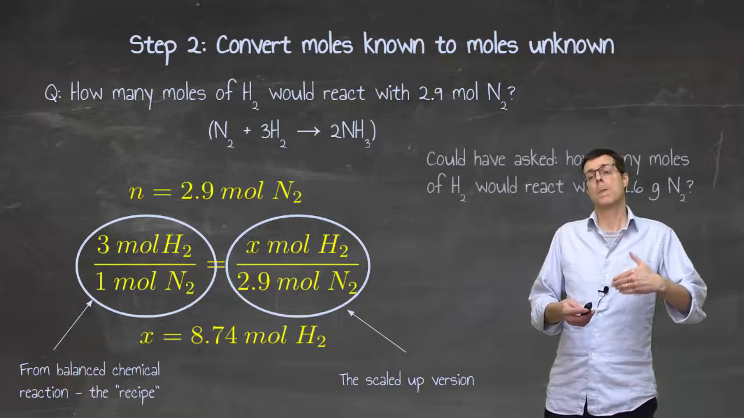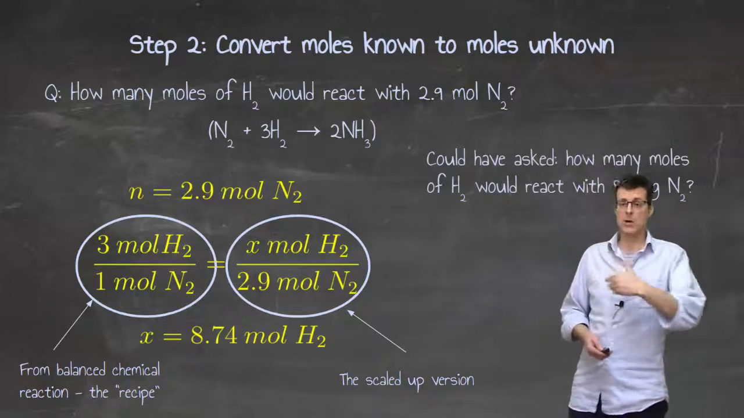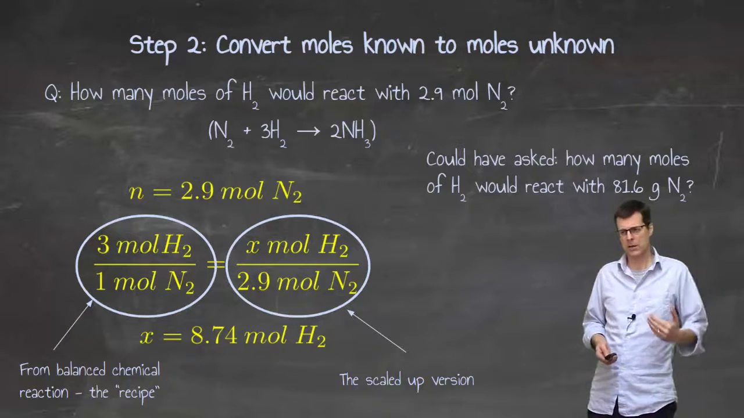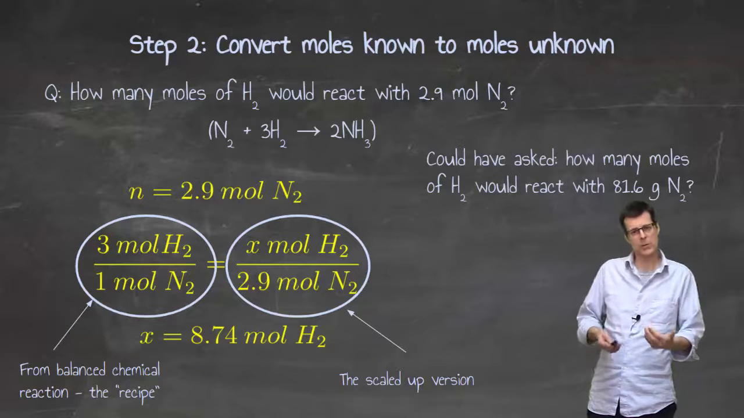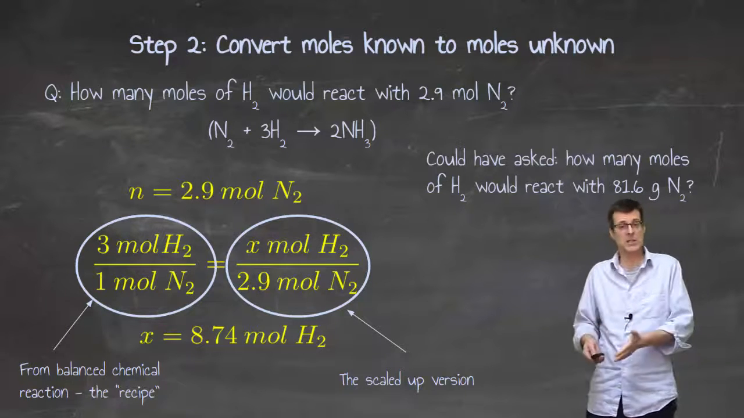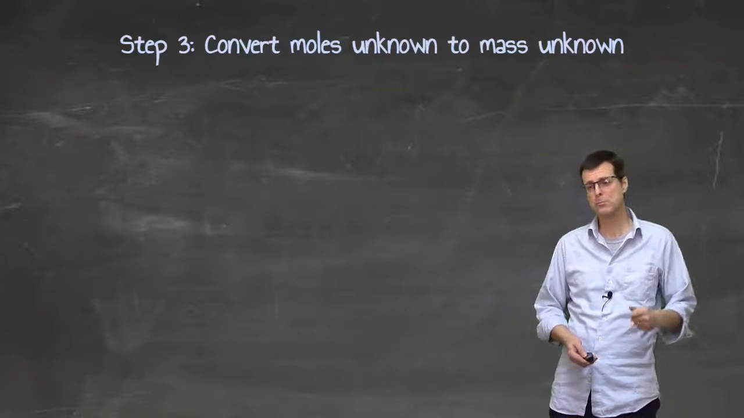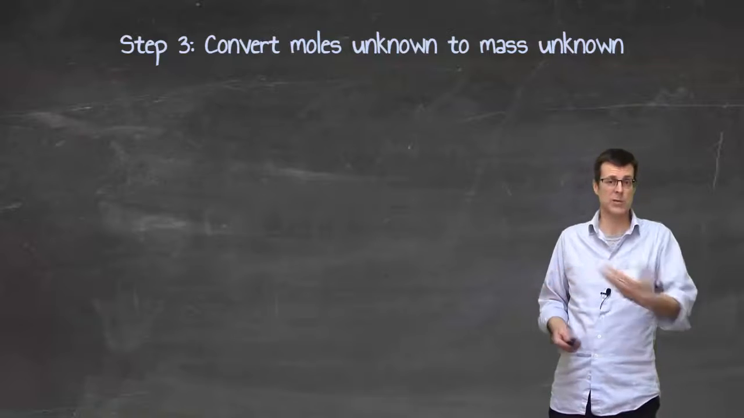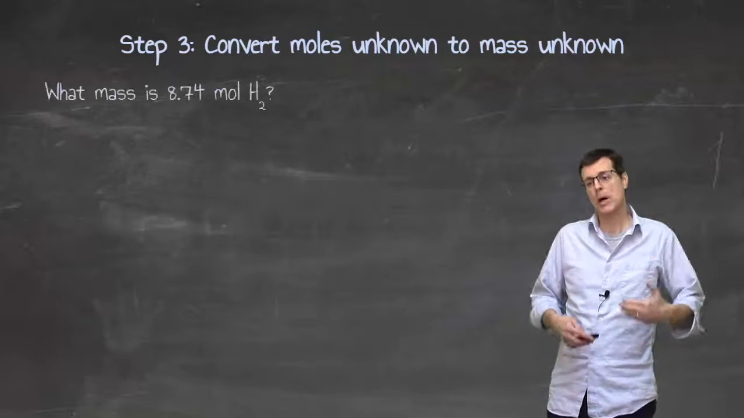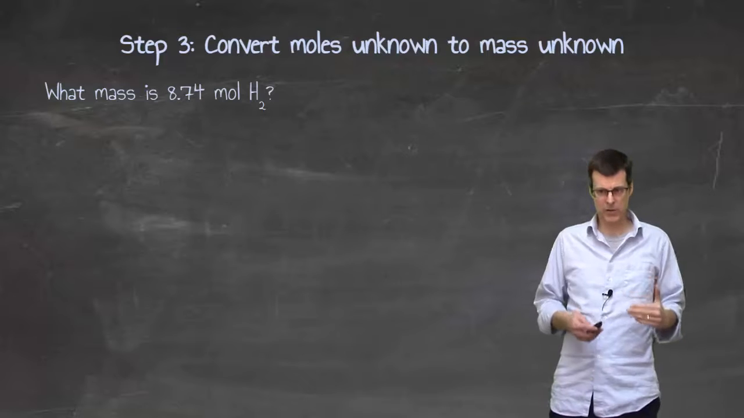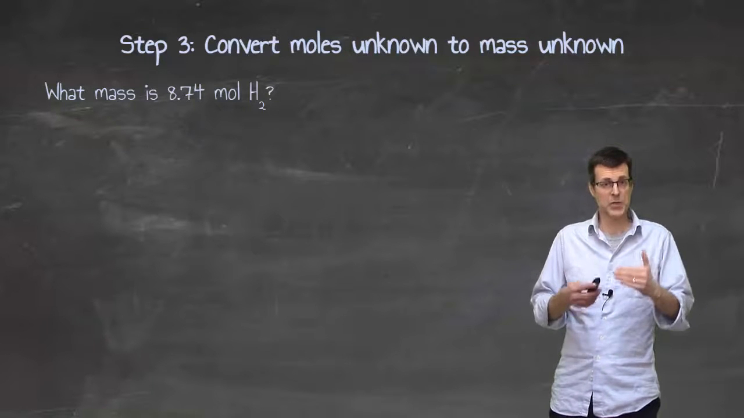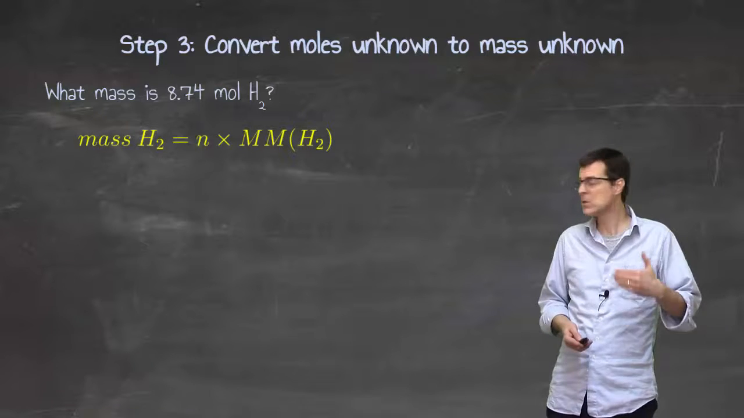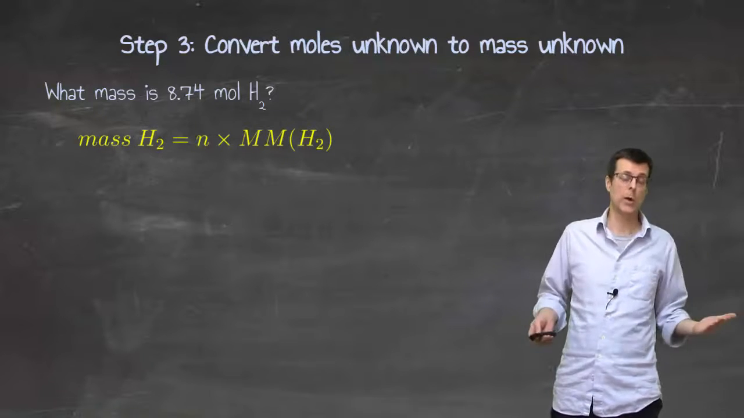Okay, so the third step. I should pause there and point out that I could have asked the question of how many moles of hydrogen would react with 81.6 grams, because at the end of my step 2, that's what I know. My last step is to turn those chemical units, those moles, back into grams so that I know what it means. So I left off with 8.74 moles of hydrogen. My question was, how heavy is that? How much mass is that? So I need to know that. Well, I know how to find mass.